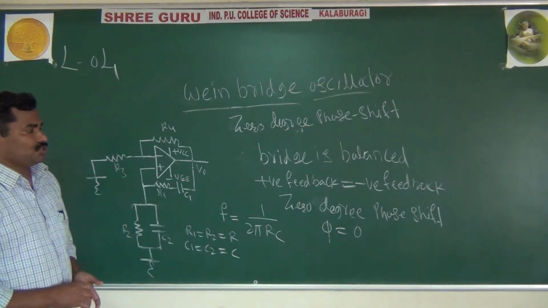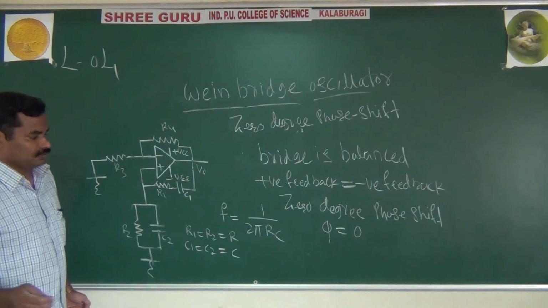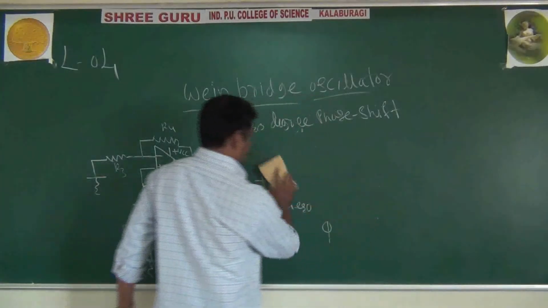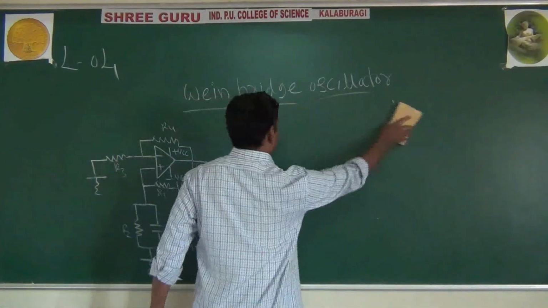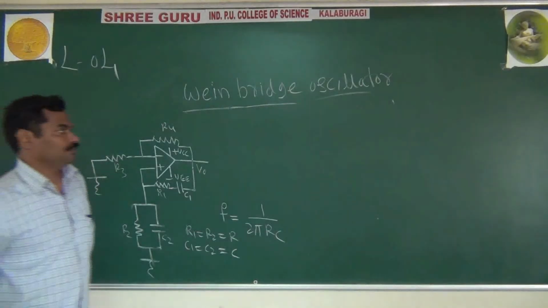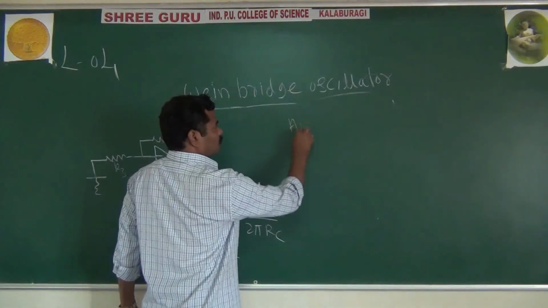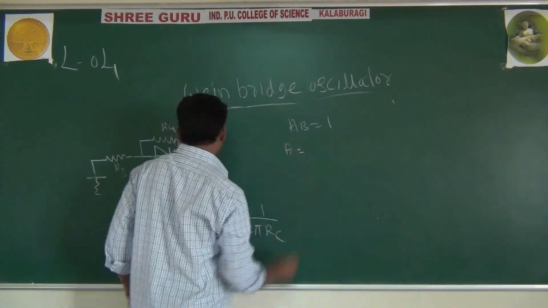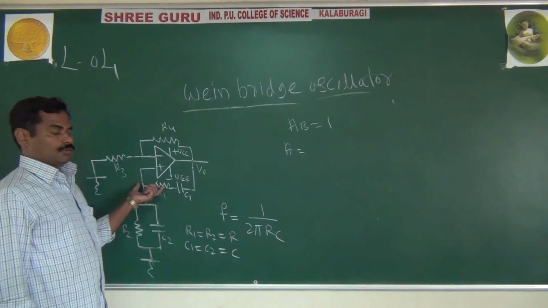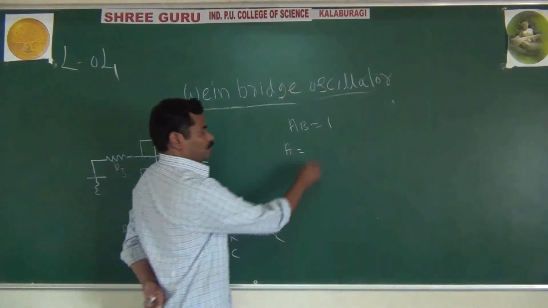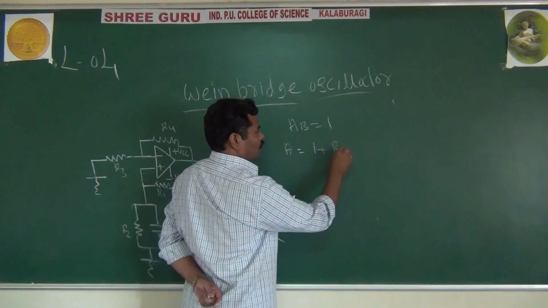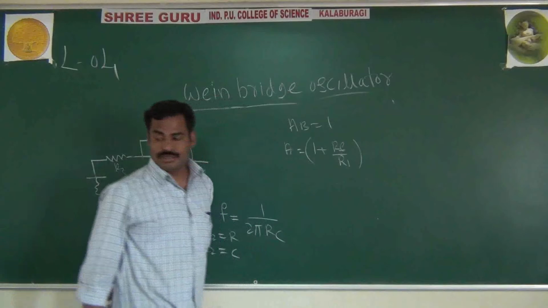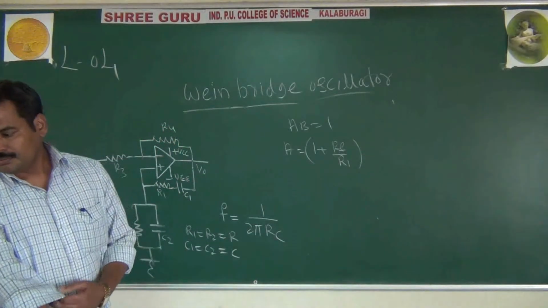And as I said, if you want to go further, another important thing is A beta equal to 1, that is the Barkhausen criterion. We may get A beta equal to 1. For that, since you are considering the non-inverting terminal, A becomes 1 plus R by R. This is the gain for your feedback network.